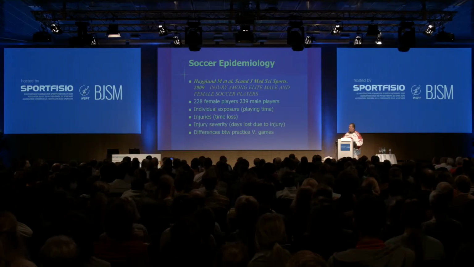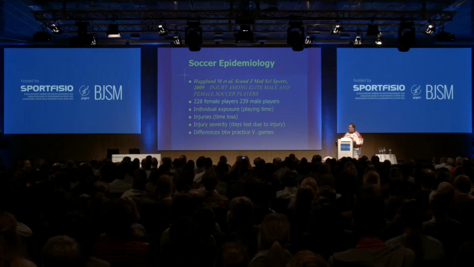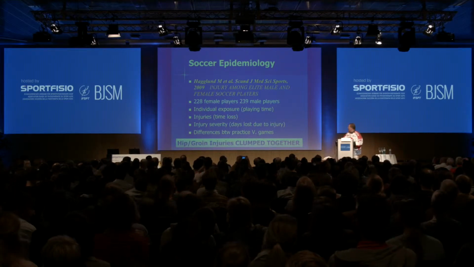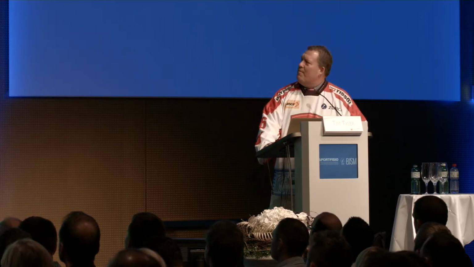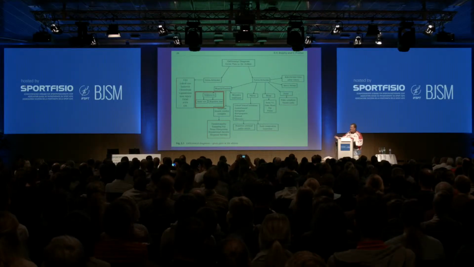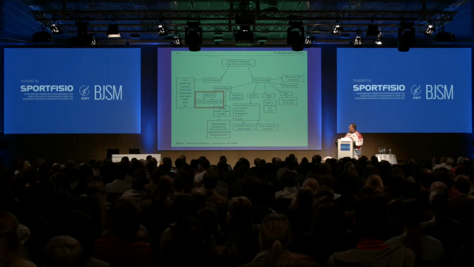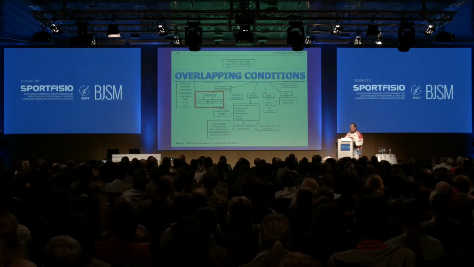Even this great study out of Scandinavia looking at soccer players, where they looked at close to 500 soccer players, male and female, they saw injuries, they looked at lost time, bunch of stuff. But once again, hip and groin injuries are all clumped together. So what are we to do? I've been asked to talk about the adductor strains, and even with adductor strains, there's chronic adductor strains and acute adductor strains. And if you look into the literature, you get overlapping conditions.